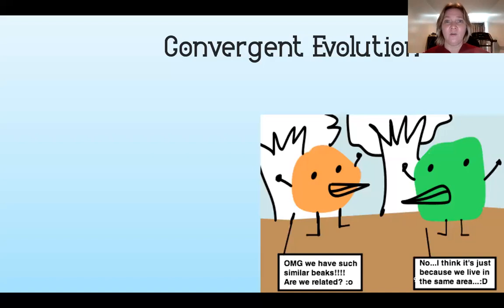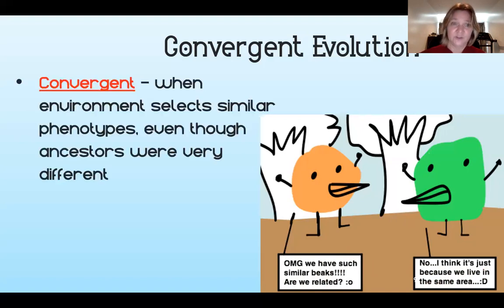Okay, so that was an example of coevolution, on how over 50 million years the ants and the fungus have developed and evolved together. The second kind of evolutionary pattern is called convergent. If you just think about what the word convergent means, like in math, you have convergent lines that come together. So this little cartoon is an example where this guy says, "Oh my God, we have such similar beaks. Are we related?" And he says, "No, I think it's just because we live in the same area." And that is the basis behind convergent evolution. When the environment selects similar phenotypes, even though the ancestors are very different.